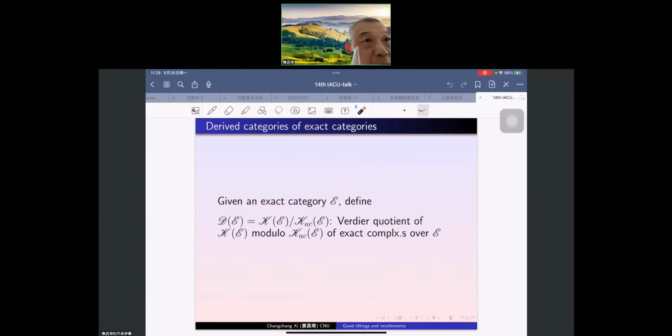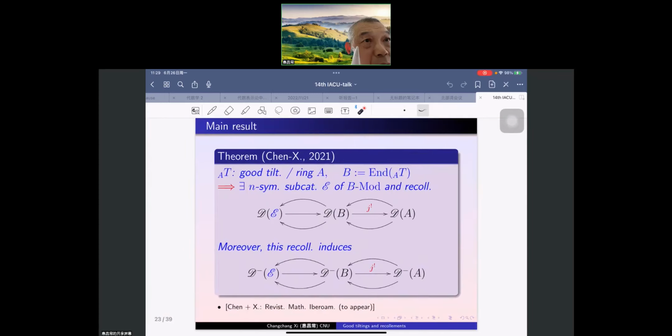Next, the derived category of an exact category. Given an exact category, we can define the derived category of the exact category. This is just the Verdier quotient of the homotopy category modulo the subcategory of exact complexes, usually in the sense of Neeman or Quillen. So we have the main result, the description of the kernel for good tilting modules, as follows. We suppose T is a good tilting module over an arbitrary ring A, and we let B be the endomorphism ring of this good tilting module. The result is the following.